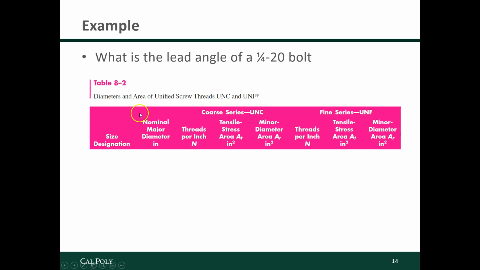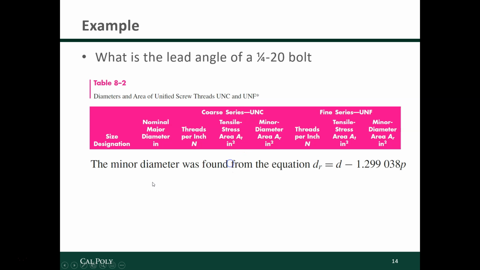First of all, there is a table in the book that has some information about these different thread forms. For different sizes of screws, it'll give you the major diameter. Well, that's usually apparent from the name of it. It tells you the number of threads per inch. Well, that's also apparent from the number as well. And it gives you some other things, but it's not going to give you this lead angle, so we're going to have to figure that out. They do tell you that the minor diameter for a screw is found from the equation d sub r is d minus this constant times p, the pitch. And using this information, we can calculate the lead angle.